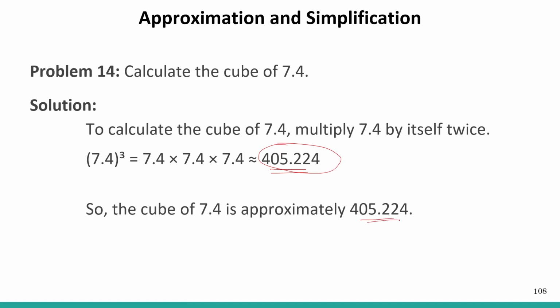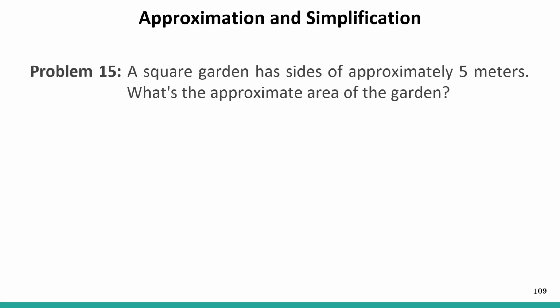So it is approximately 405.224. So let's see, a square garden has sides approximately 5 meters. Okay, what is the approximate area?